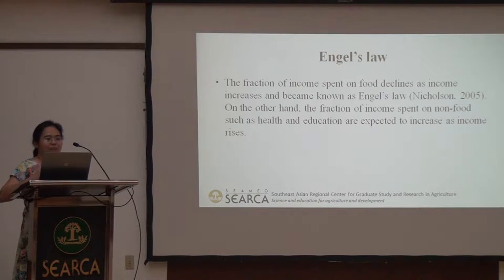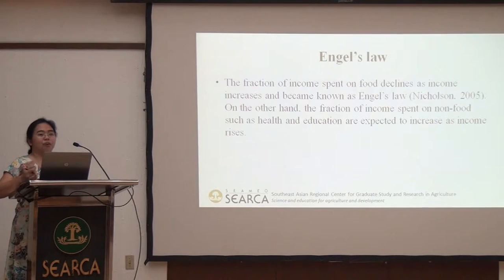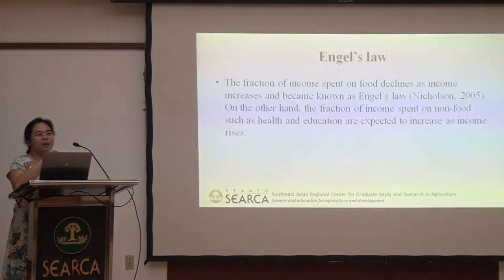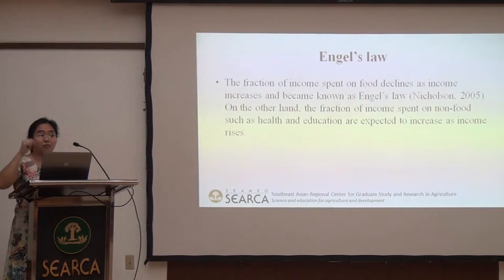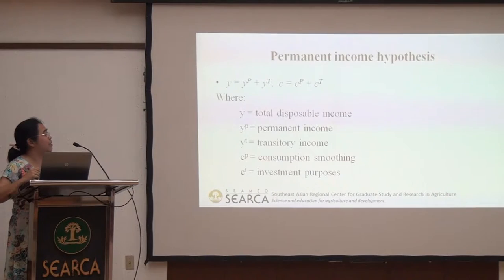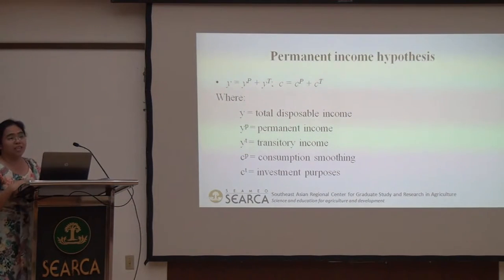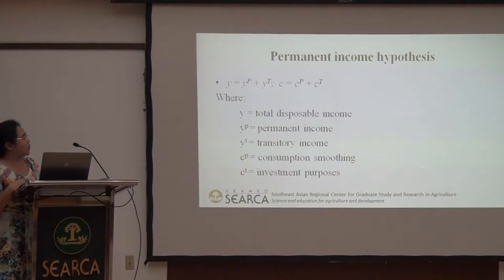So as income rises, brought about by the remittances, would it increase or decrease the budget share of food? Of course, in this study, our aim is to confirm Engel's law, that is, when income rises, we expect that the budget share of food would tend to decline. Alright, now the second theory is the permanent income hypothesis. You notice on the slide that we have two types of income. One is permanent and the other one is transitory income.